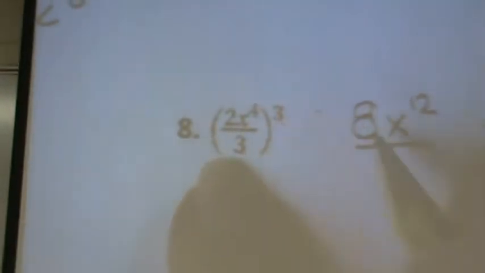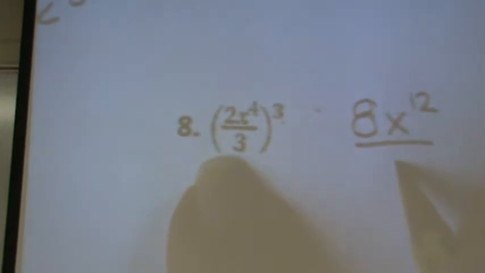Next, 2 cubed. 2 to the 3rd power is 2 times 2 times 2, which is 8. And 4 times 3 is 12, so this is 4x to the 12th power. And 3 to the 3rd power is 3 times 3, which is 9, times 3 is 27.